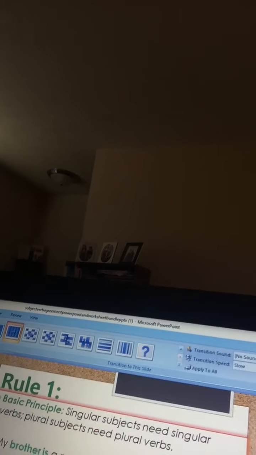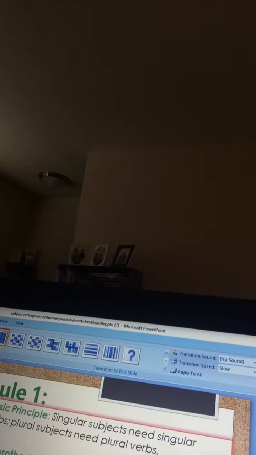In the second sentence, my sisters are teachers, we're going to find our verb, which is are. We're going to ask ourselves, who or what are?